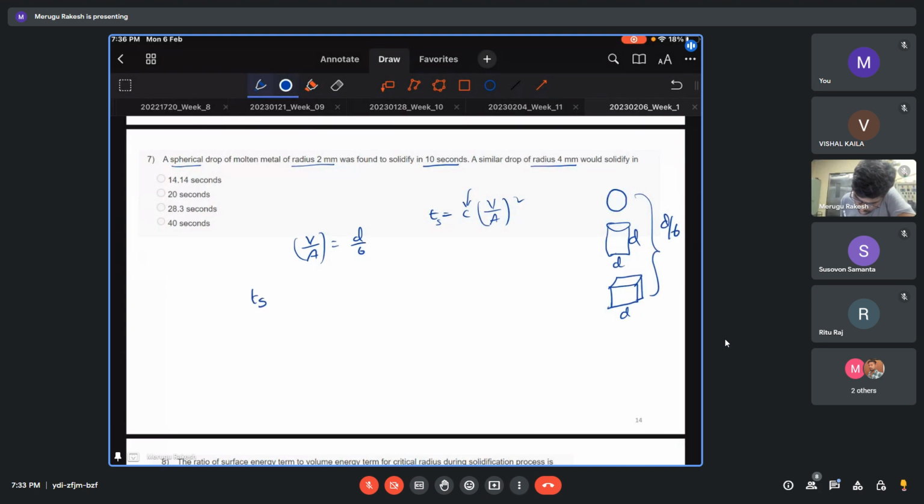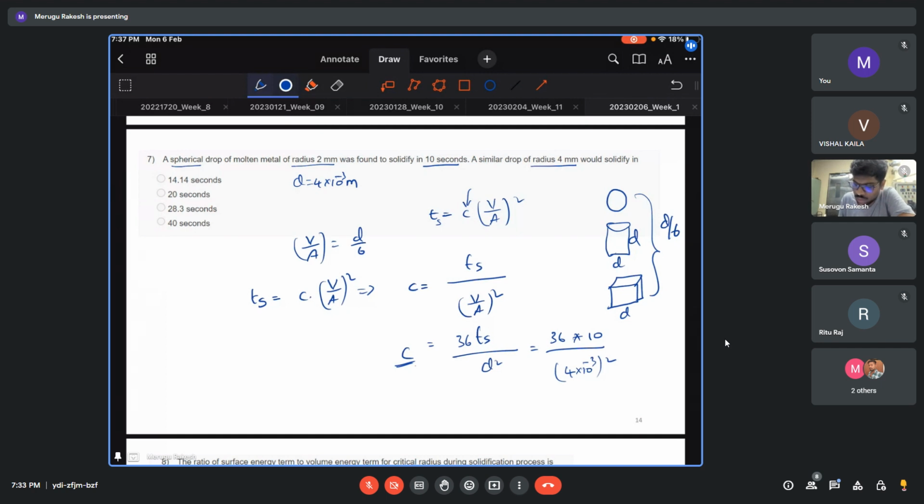So that gives us Ts is equal to C into (V by A) whole square. That implies C is equal to Ts divided by (V by A) whole square, and V by A is nothing but D by 6. I can directly write (D by 6) whole square, that is 36 Ts by D square. That is 36 into Ts, given as 10 seconds, and radius is given 2 mm, so diameter is 4 into 10 power minus 3 meters, 4 into 10 power minus 3 whole square. It gives the value of C.